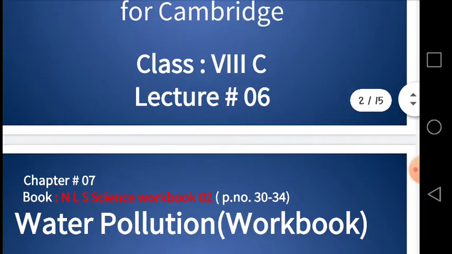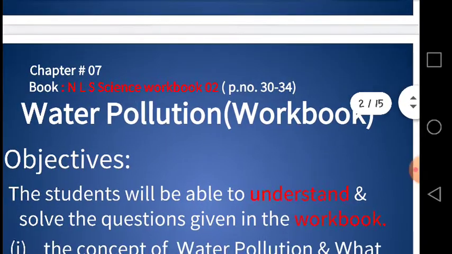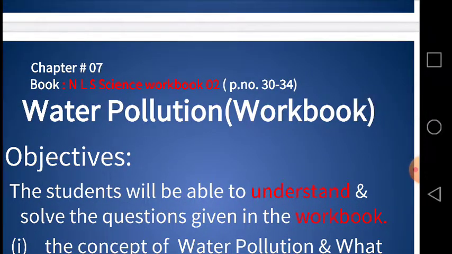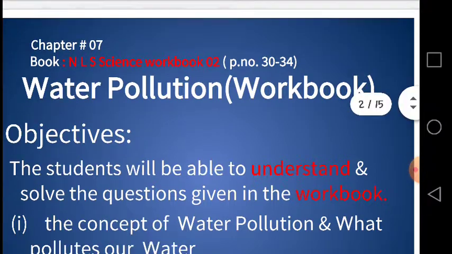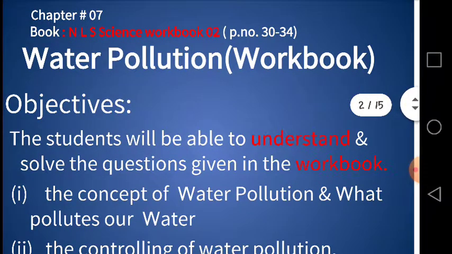Dear students, I have selected this topic, water pollution, from your book NLS Science Workbook 2, page number 30 to 34, and chapter number 7. Our objectives for today are that the students will be able to understand and solve the questions given in the workbook.